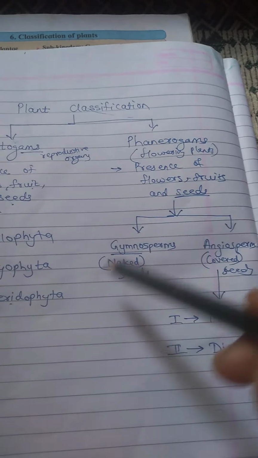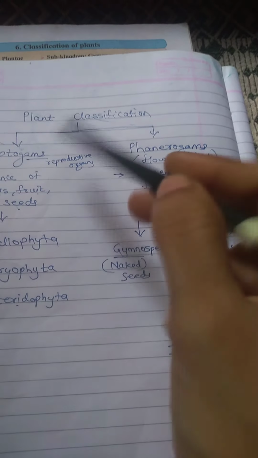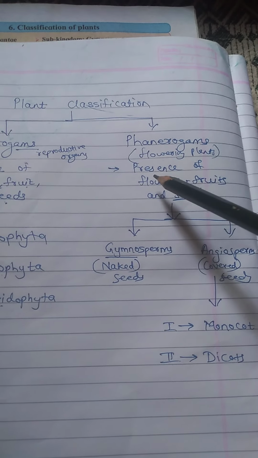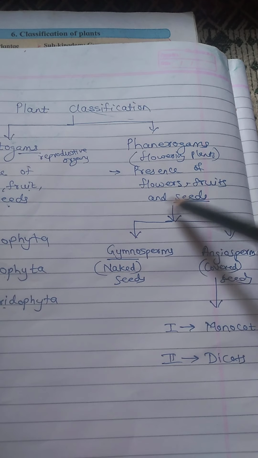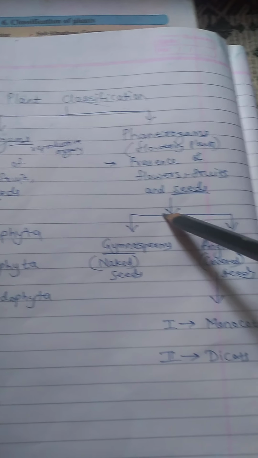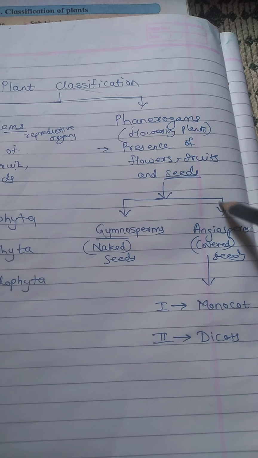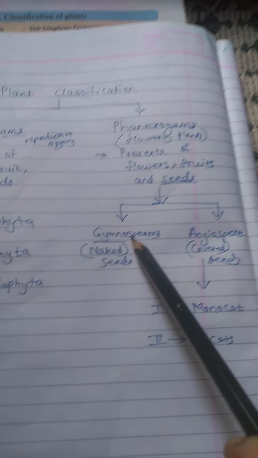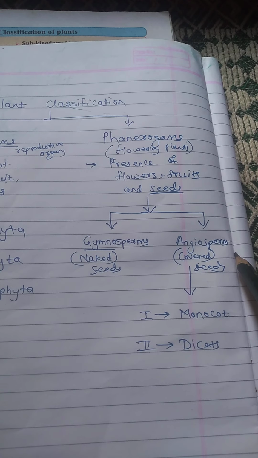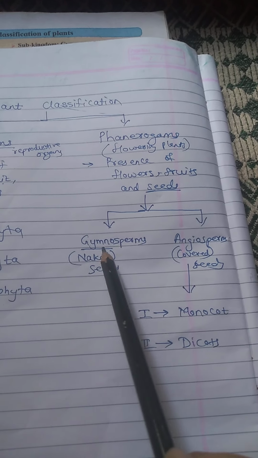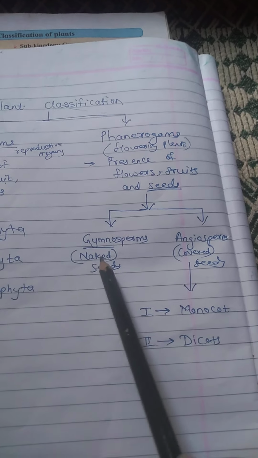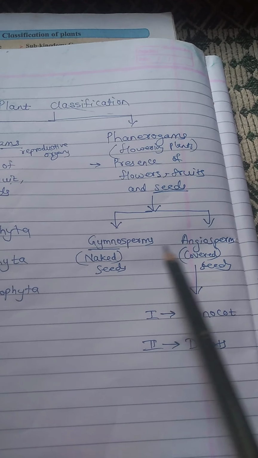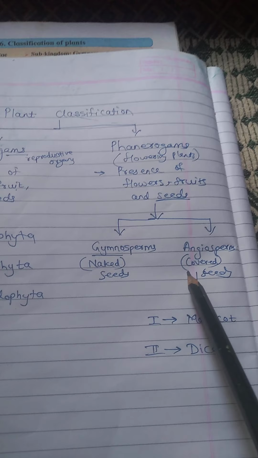The lesson will be this much only. Just a brief description we will see in the textbook. The phanerogams are flowering plants, meaning presence of flowers, fruits and seeds. In this, a further classification into two types is done: one is gymnosperms and the second is angiosperms. The name gymno means naked, not covered. Sperms means seeds. Angio means covered seeds.